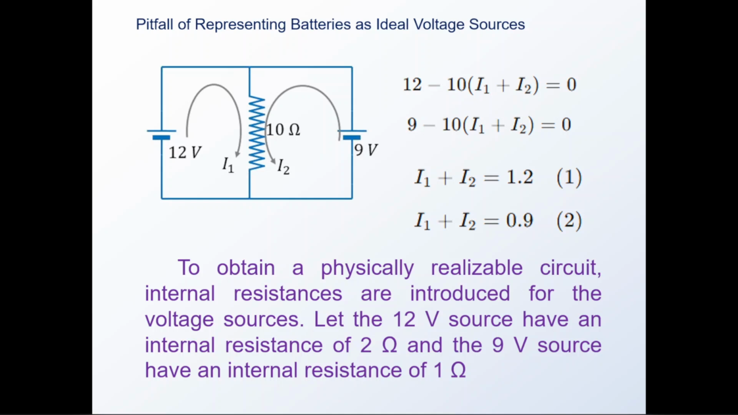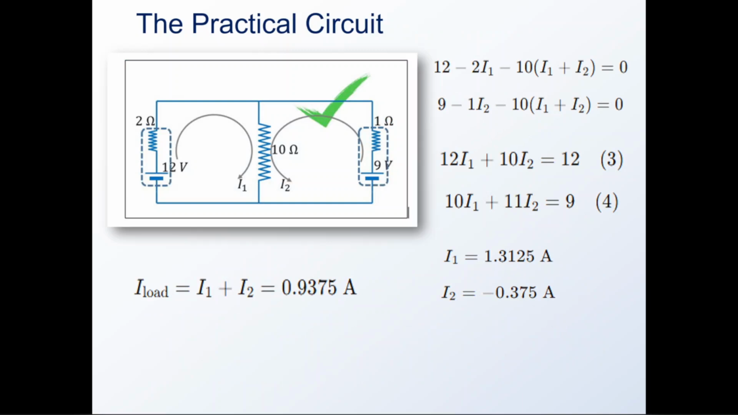In reality, no battery can be represented as an ideal source without internal impedance. To make the circuit physically meaningful, internal resistance must be included for each battery. The 12 volt battery is assumed to have a small internal resistance and the 9 volt battery a relatively larger internal resistance. After including these internal resistances, the circuit equation becomes consistent and solvable.